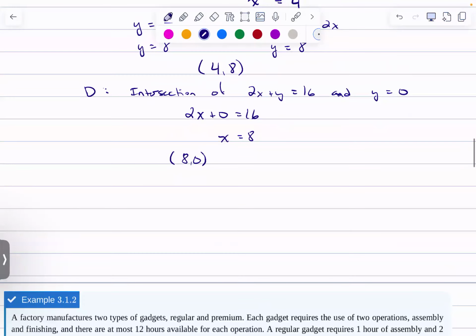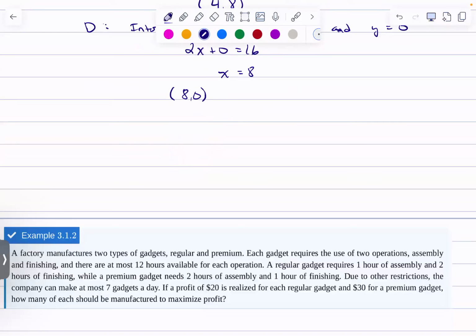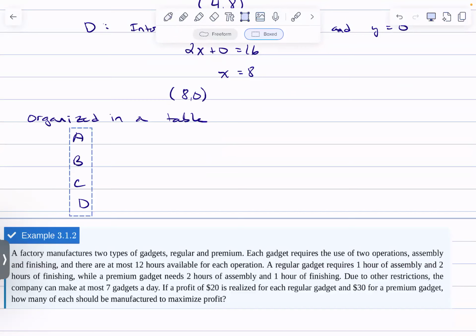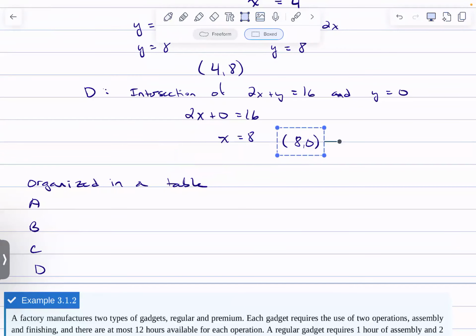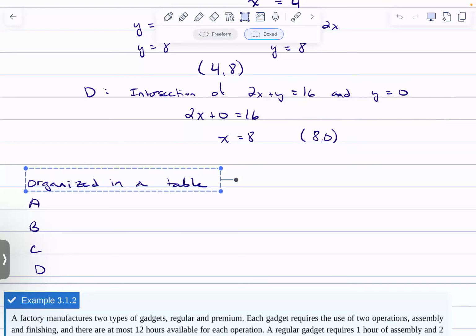So usually what I do is I set it up as a table, right? And evaluate each of the points in my objective function, because that's the thing I want to maximize. And so organized in a table. I feel like A, B, C, D, just enough space. I need one more line, and I want to keep it on the same page, so I'll bump that over here.